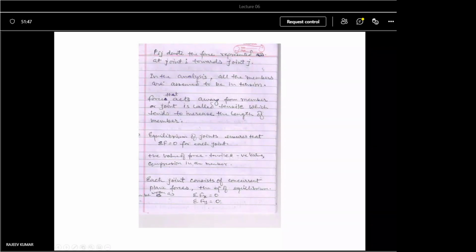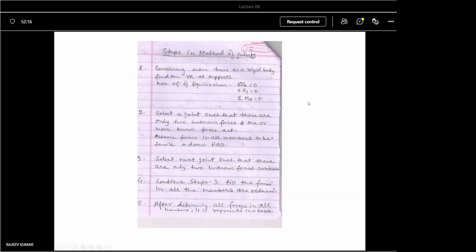Each joint consists of concurrent plane truss forces. Keep this in mind, each joint has coplanar concurrent forces. So for equilibrium equations you apply here, what will you write? Summation Fx is equal to 0, summation Fy is equal to 0. So, steps in the method of joints.